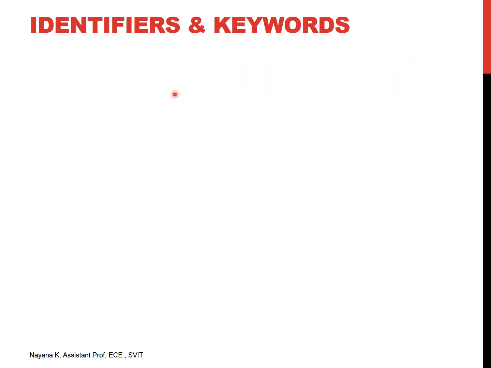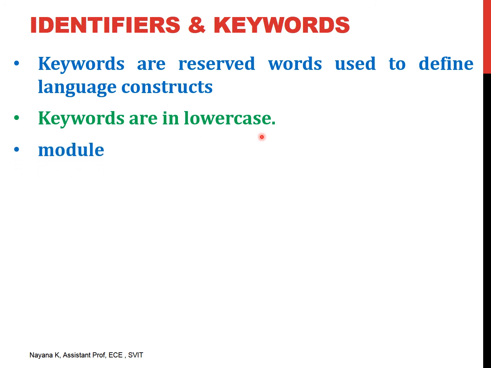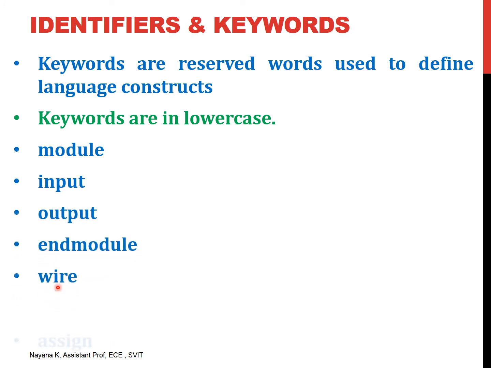Next, the identifiers and keywords are the next lexical conventions that we are going to study. Keywords are reserved words. We know keywords are used to define the language constructs. They indicate a particular task to be done. Keywords in Verilog should always appear in lowercase, the small case letters. They should not appear in the capital case or uppercase. These are some of the keywords in Verilog. I have not listed all. Module is a keyword, input is a keyword, output is a keyword, endmodule is a keyword, wire is a keyword, assign is a keyword, always, reg, and many more. All the keywords must appear in small case letters only in Verilog.